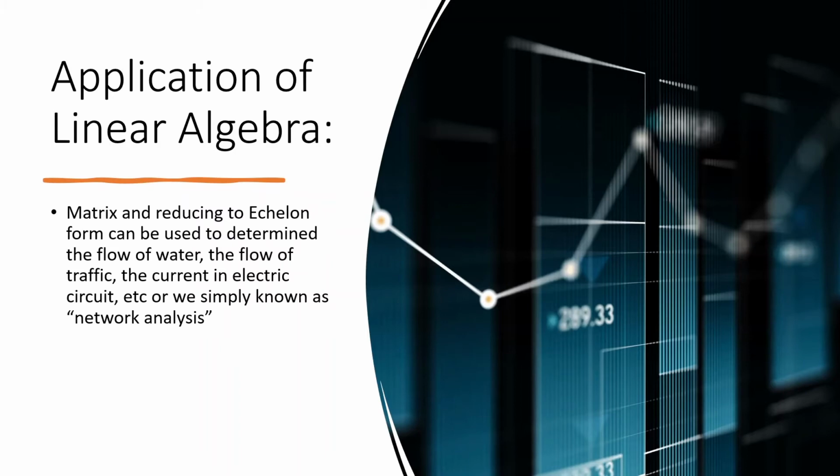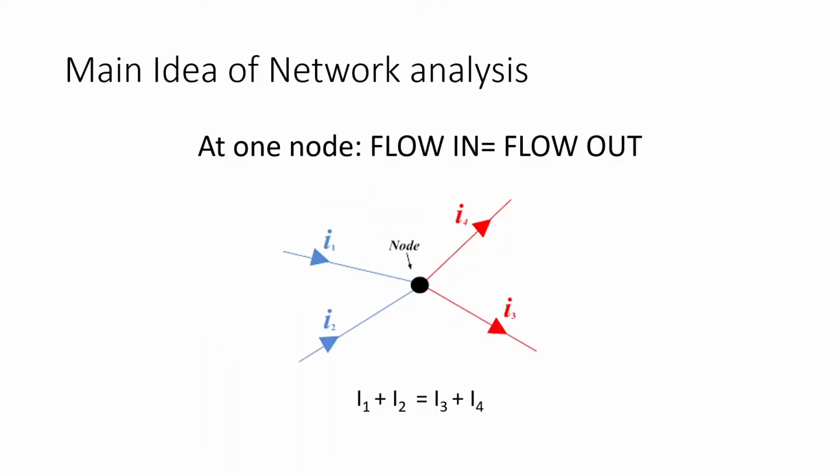Matrices and reducing to echelon form can be used to determine the flow of water, the flow of traffic, or the current in an electric circuit, which we simply know as network analysis. And the main idea of network analysis is that at one node, the flow in equals the flow out. As we can see in the picture, I1 plus I2, which is the flow in, is equal to I3 plus I4, which are the flow out.